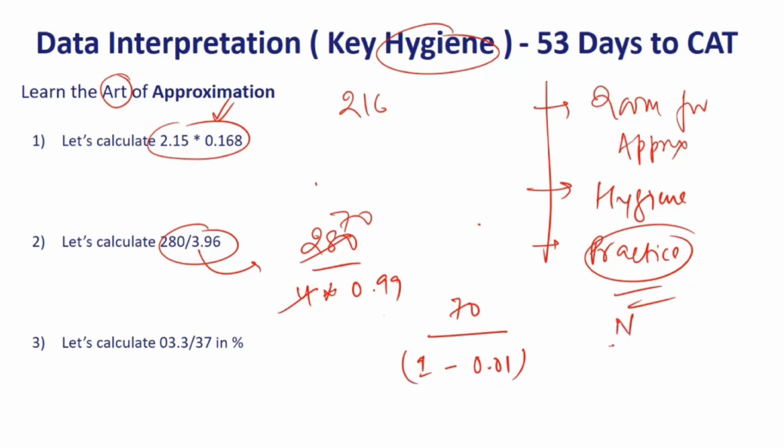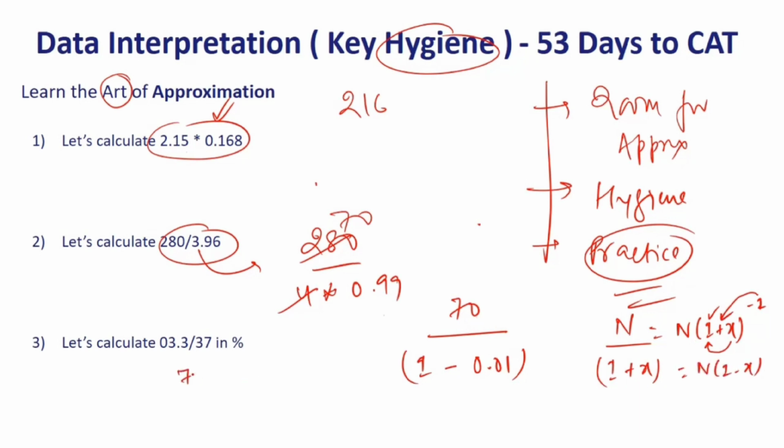Here is the shortcut. You have n upon 1 plus x. You can write this as n into 1 plus x to the power minus 1. Whenever x is very, very small as compared to 1, then this minus 1 gets multiplied here. So this becomes n into 1 minus x.